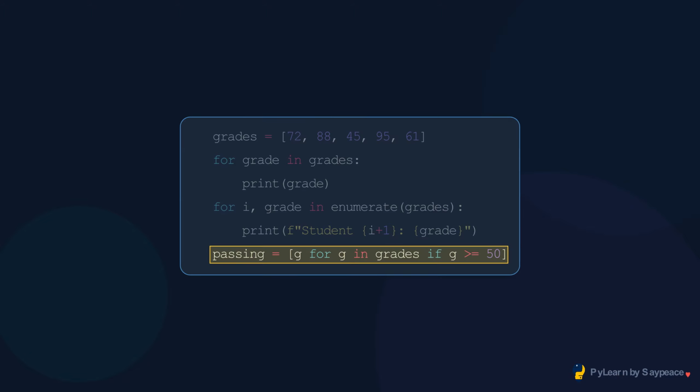A list comprehension, build a new list from only the passing grades. This replaces a 3-line loop with 1 readable line. List comprehensions are elegant. If one fits on a line and you can read it easily, use it.